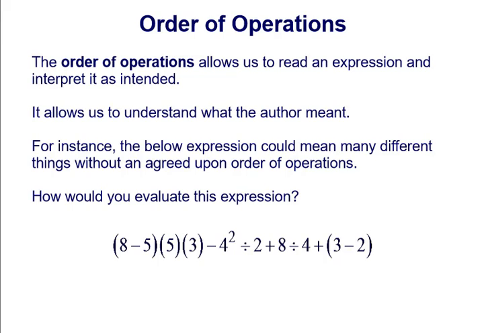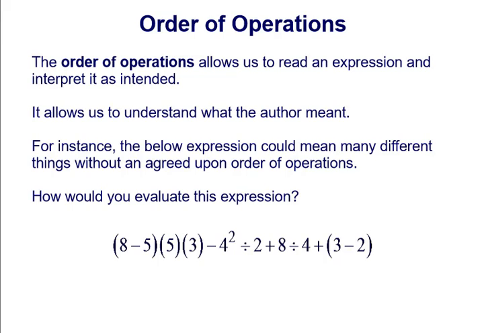For instance, the below expression could mean many different things without an agreed upon order of operations. How would you evaluate this expression? We've got 8 minus 5, and then times 5, times 3, minus 4 squared, divided by 2, plus 8 divided by 4, plus 3 minus 2. There's a lot of different operations going on.